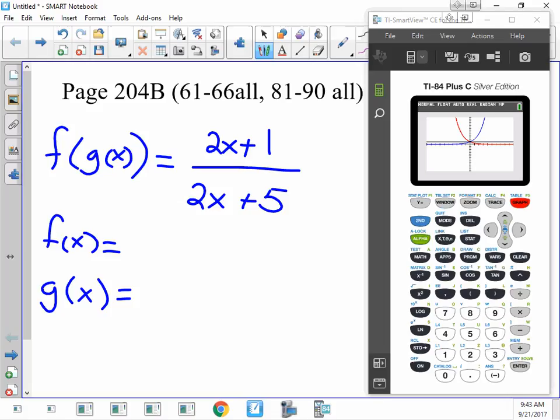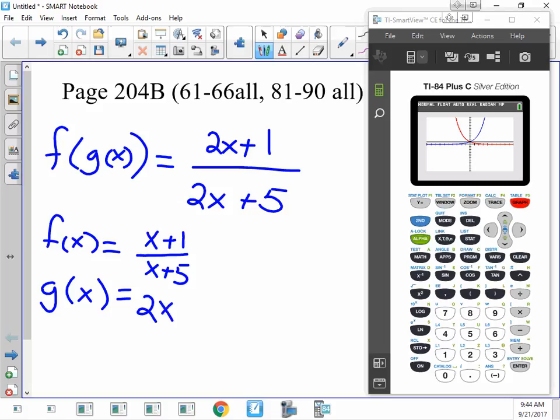So what would you call f of x? Yeah, they're already combined, so we need to uncombine them. So one way to do it would be to say f of x is x plus 1 over x plus 5. And then g of x would be 2x.